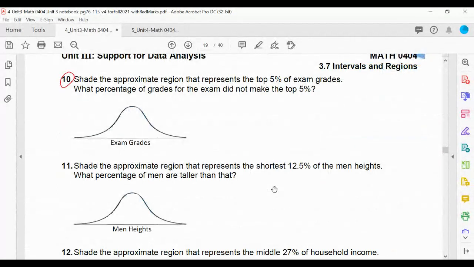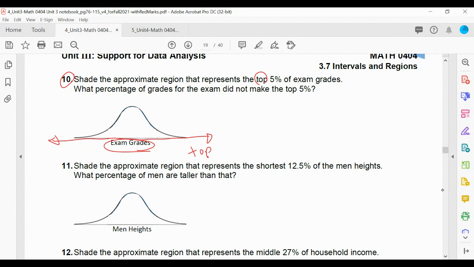Okay, moving on to question number 10. It says, shade the appropriate region that represents the top 5% of exam grades. What percentage of grades for the exam did not make the top 5%? So first of all, this is one variable that's being graphed on the x-axis, and that one variable is grades. The height represents probabilities. So the exam grades, where would we have the top exam grades, the highest grades? Well, they would be on the right side of this axis.